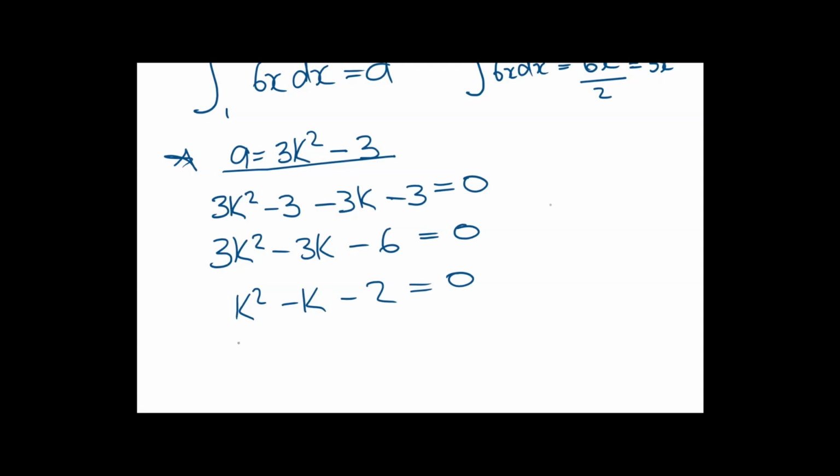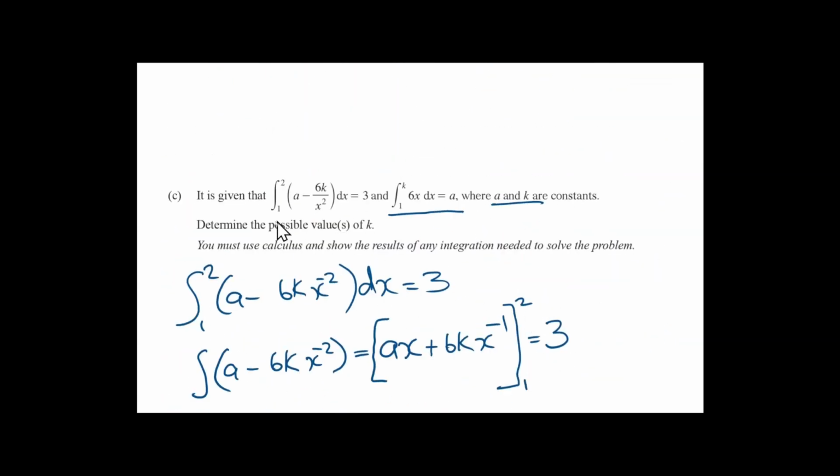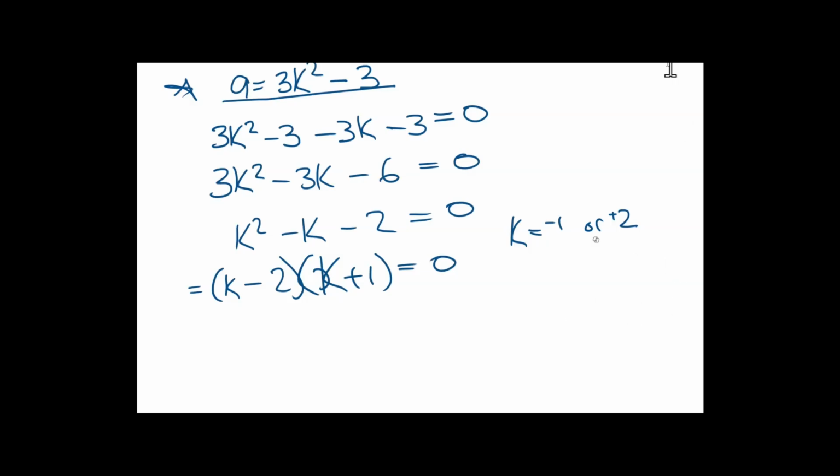What we want to do is convert that to k minus 2 times k plus 1 equals 0. So k can be negative 1 or positive 2. Now, are there any restrictions on here? No, it just says that the constants are the same, positive constants. So here's our answer. k can be either negative 1 or positive 2.